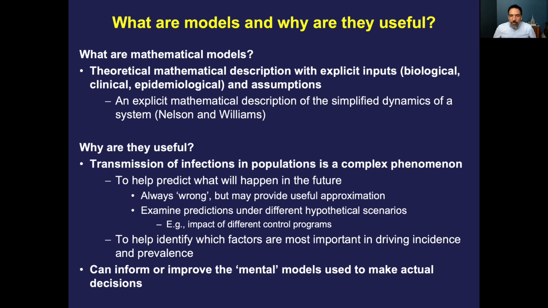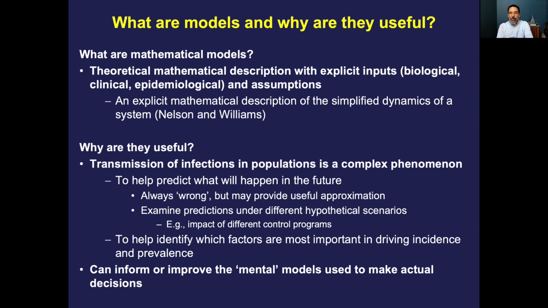Why are they useful? Well, since transmission of infectious diseases can be such a complex phenomenon, the models can be one of many tools that are needed to help predict what might happen in the future. But since it's impossible to predict the future, mathematical models themselves are always wrong to some extent. They can provide some useful approximations, though.